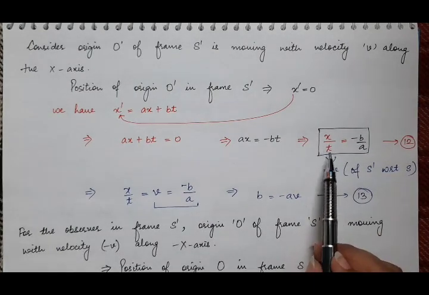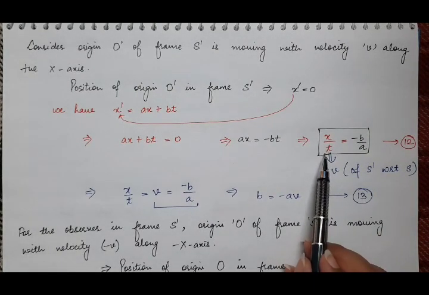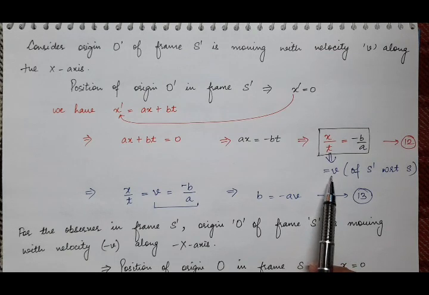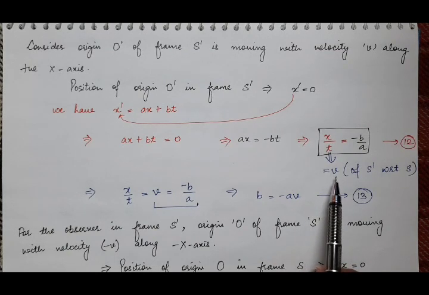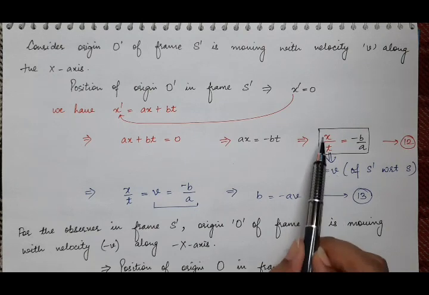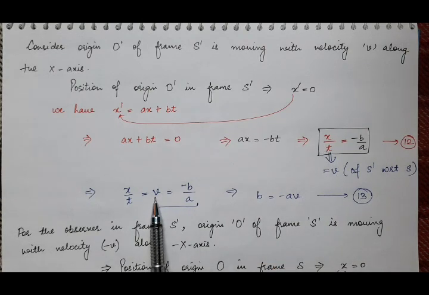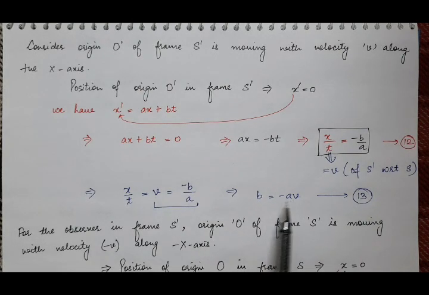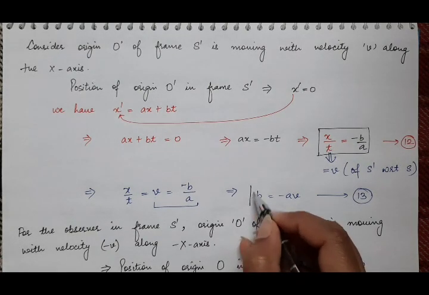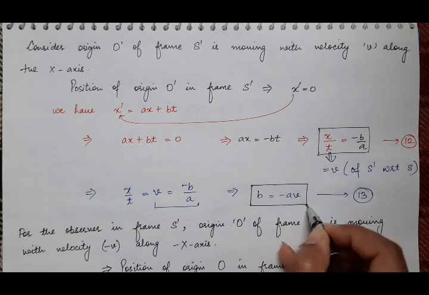Now this x by t is distance upon time, means velocity. So it is the velocity of frame S dash with respect to S. So put this x by t is equal to v. So we have v is equal to minus b by a, and from these two terms we have b is equal to minus av. So we have the relation between two unknowns a and b, which is b is equal to minus av, and suppose this as equation number 13.